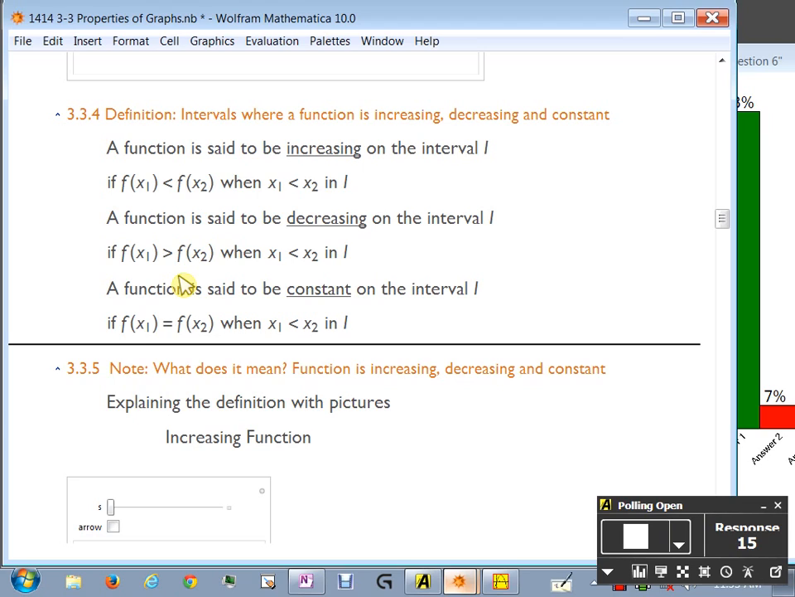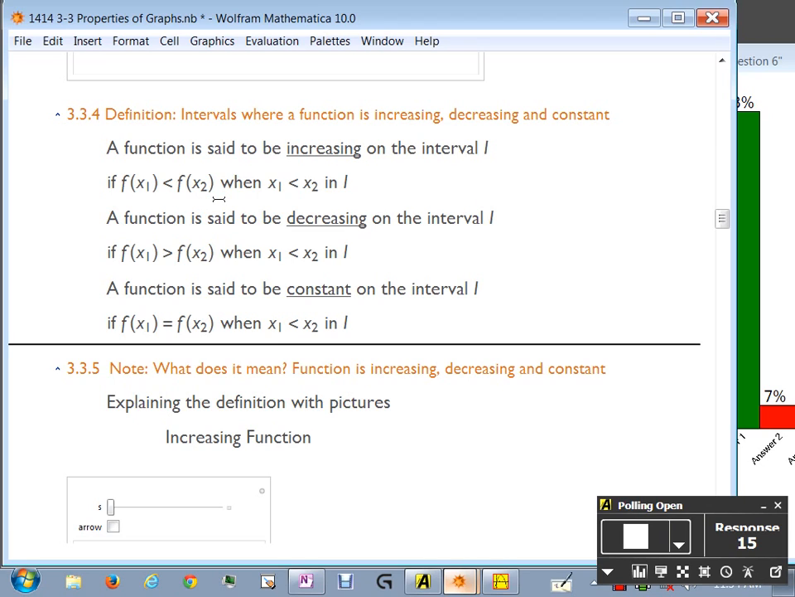Now, some other important properties of functions: the intervals where a function is increasing, decreasing, and constant. In the previous example, we talked about where the function was positive and negative, above the x-axis, below the x-axis. Now we want to talk about this concept of increasing, decreasing, and constant. And if I give you the definition of it, it makes you a little sick in your stomach if you read it.